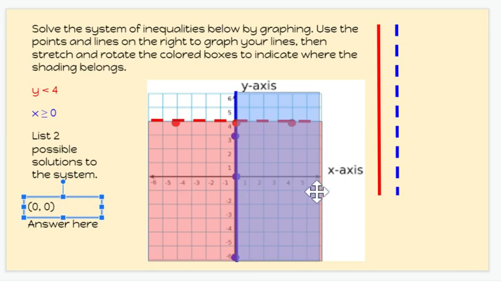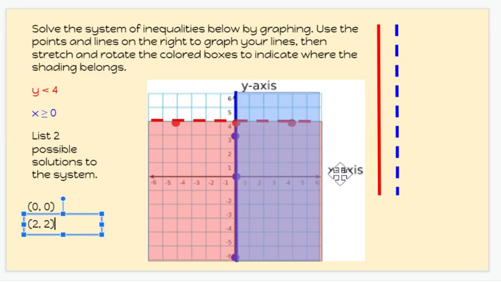Okay, let's find one more. How about (2, 2). That is within the purple area. It's shaded from both inequalities. Again, there's an infinite amount of points that we could choose from. I just chose a couple. And that's all there is to graphing inequalities. This is the only method we're going to use to solve a system of inequalities.